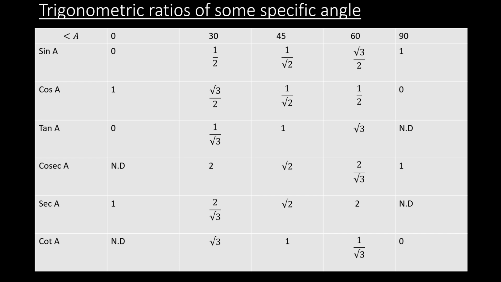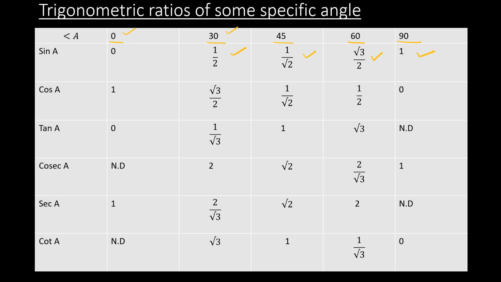Next we'll see the trigonometric ratios of some specific angles. The specific angles are 0, 30, 45, 60 and 90. The trigonometric ratios of these angles are as follows. Sin A is 0 for 0 degrees, for 30 degrees sin 30 is 1 by 2, sin 45 is 1 by root 2, sin 60 is root 3 by 2, sin 90 is 1.